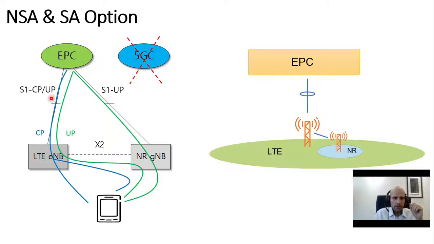Master eNode B to the EPC, but the user plane can go from the gNode B of 5G directly to the EPC as well. So in this case, your control plane will go from the LTE master to the EPC, and your user plane can go directly to the EPC or can go from the LTE part. We have option 3 for this deployment for non-standalone, which I will discuss on the next page also.